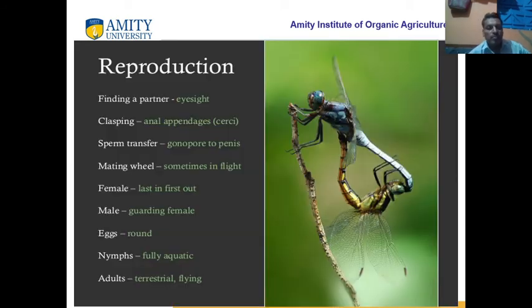Their reproduction is also important. You can see the male dragonfly and female dragonfly. They make a wheel shape, a rotating structure. The male guards the female. They protect the eggs. Eggs are round, nymphs are aquatic, adults are terrestrial or flying.